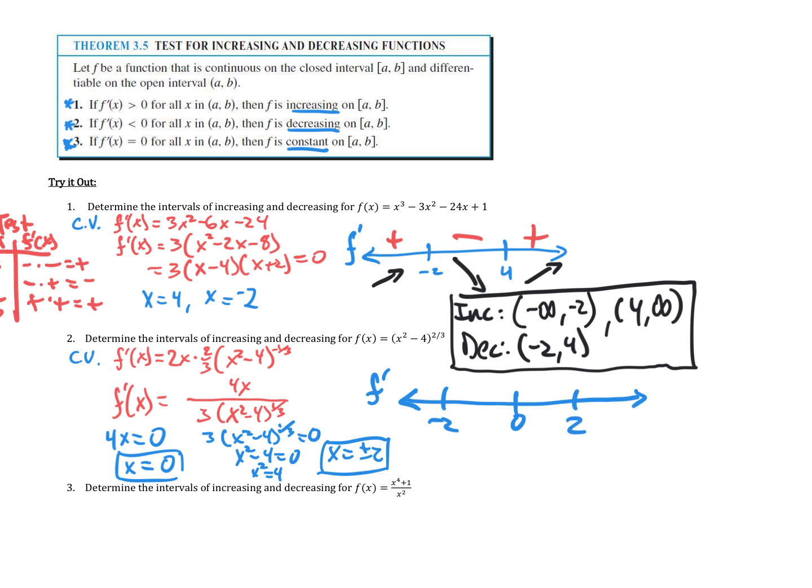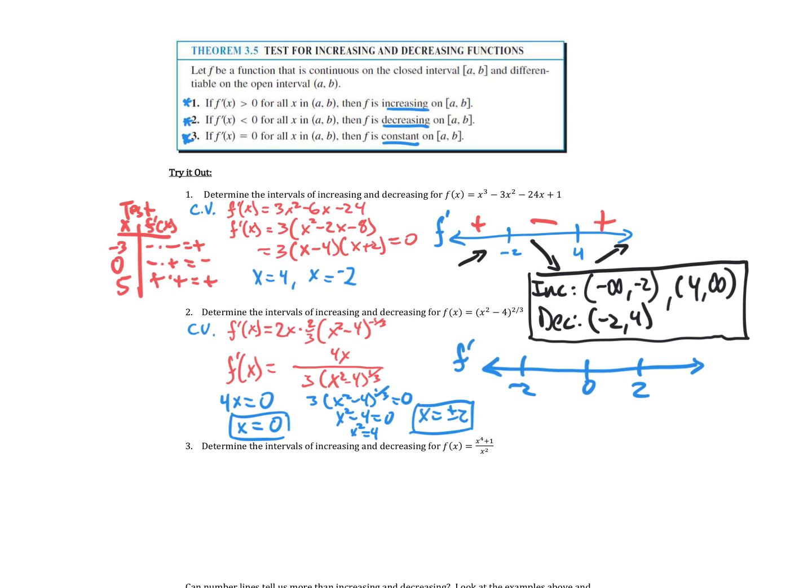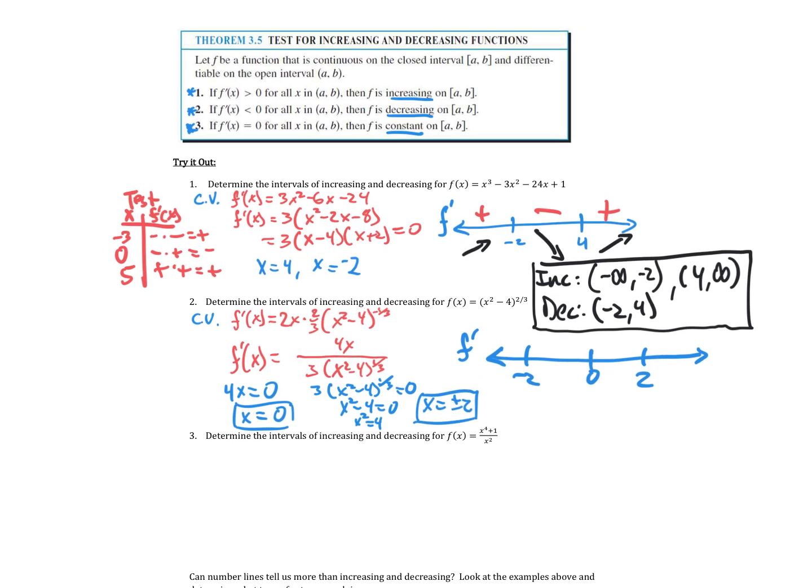And now we need to test some points. Let's test some points on each side here, right? So we're going to test it in f prime. Let's test the number to the left, like negative 3. Well, if you plug in negative 3, the top is going to be negative.